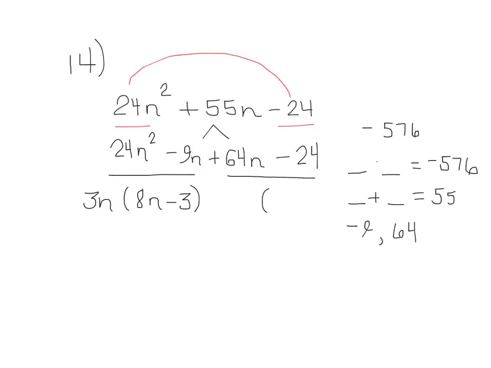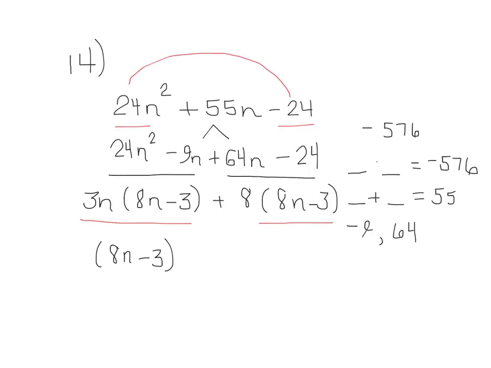If it's factorable, then here in our second group, we'll have the same 8n minus 3. What was the greatest common factor? 8. Because 8 times 8n is 64n, and 8 times negative 3 is negative 24. Now, we have two terms. What do those two terms have in common? 8n minus 3.